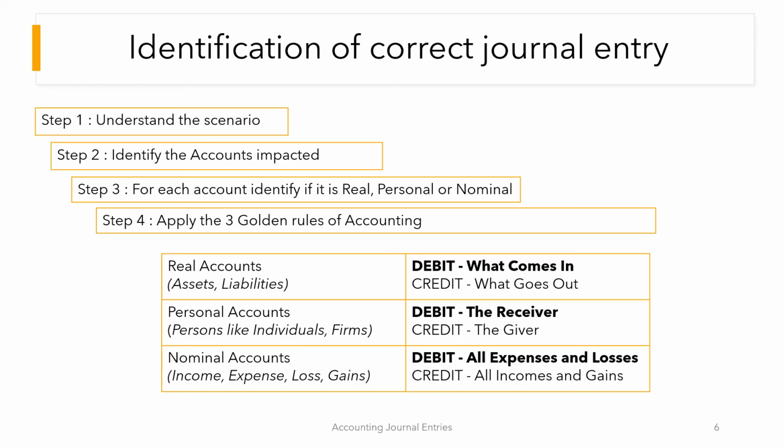So just to refresh our memories on the three golden rules of accounting. If it is a real account, you will debit what comes in and credit what goes out. And if it is a personal account, you will debit the receiver and credit the giver. And if it is a nominal account, you will debit all expenses and losses and credit all incomes and gains.